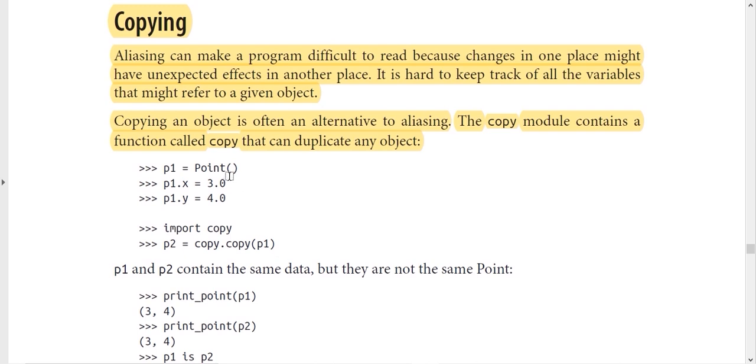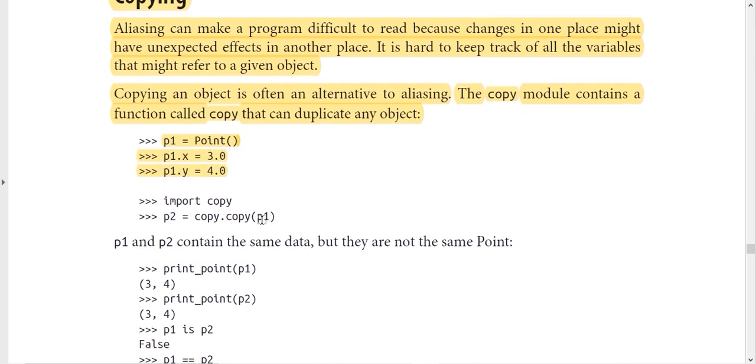So here, I have created a point called p1, which is an object of the Point class. Now I am defining the attributes p1.x equal to 3.0 and p1.y equal to 4.0, and then I am importing the copy module, and I am taking another object p2 and using the copy.copy function, copying the attributes of the p1 object. Now you can see that p1 and p2 contain the same data, but they are not the same point. They are two different objects.